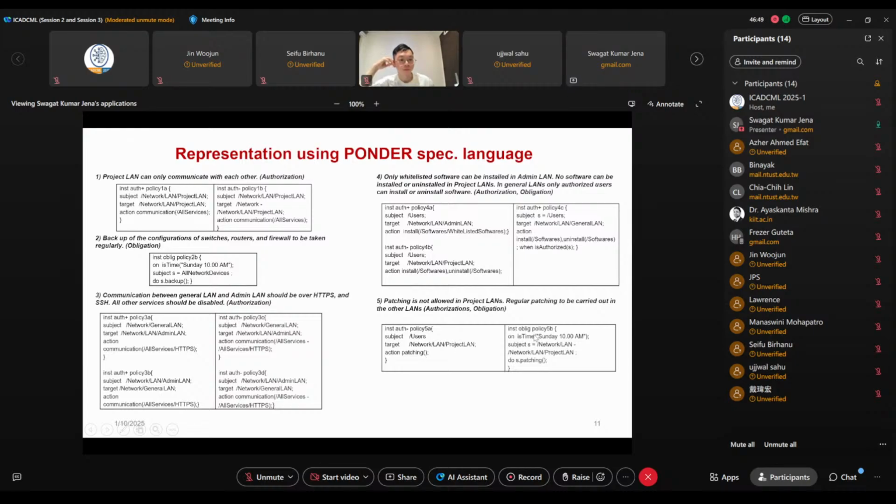And in the obligation, regular patching, maybe on Sunday at 10 a.m., you are doing patching on the network LAN minus this project LAN.